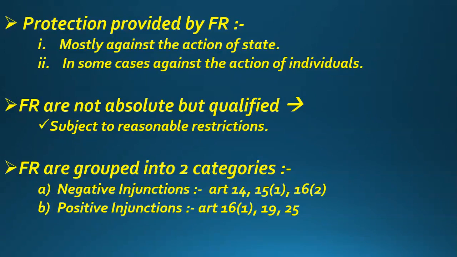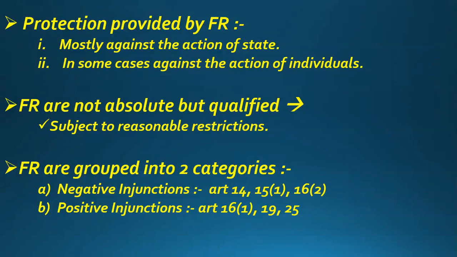So no fundamental right is absolute. All fundamental rights are qualified. Now friends, fundamental rights are grouped into two categories. Negative injunctions, for example Article 14, Article 15 clause 1, Article 16 clause 2, and positive injunctions. Positive injunctions means Article 16 clause 1, Article 19, Article 25.